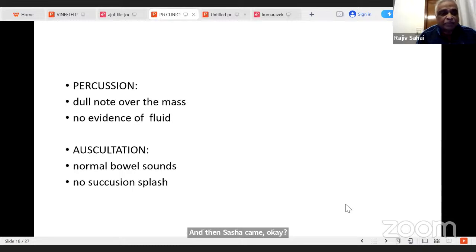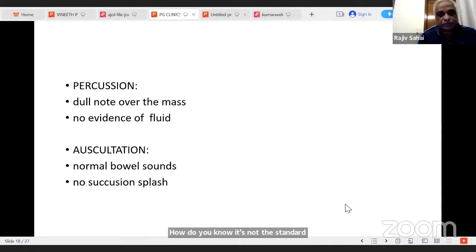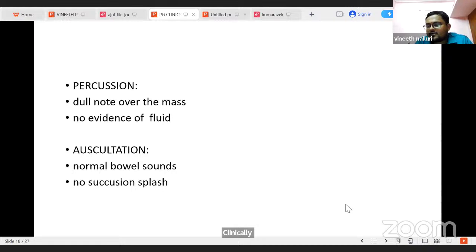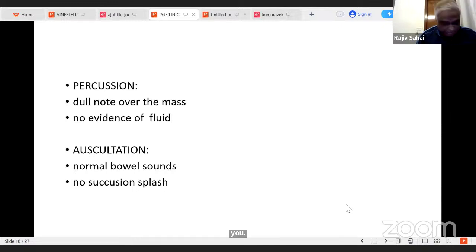Have you mapped the stomach? How do you map the stomach? Sir, no, sir. Stomach was not distended, sir. How do you know it's not distended? Clinically, the patient does not have any complaints of outlet obstruction. Again, you're assuming. How do you know he doesn't have? He has vomiting or he induces vomiting, right? Yes, sir. He has fullness and bloating and all that. So okay, you've not done it, but tell me, if you had to do it, how would you do it?